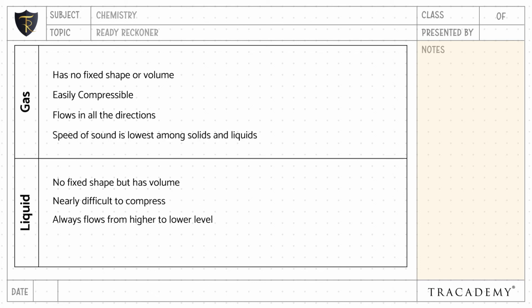The speed of sound in gas is lowest among solids and liquids. The speed of sound in liquid is slower than solid but faster than gas.